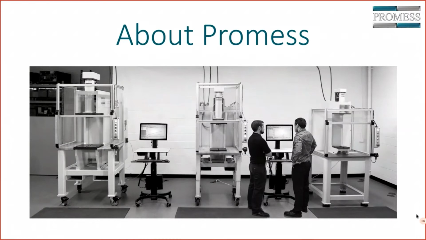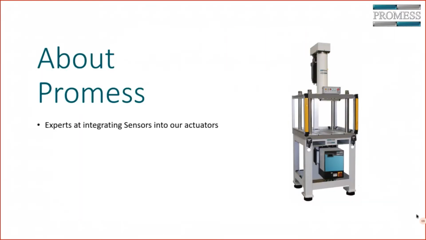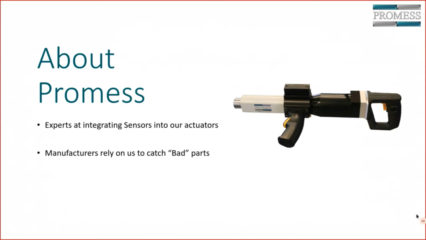So in short, giving machines a sense of touch allows us to inspect and verify parts as we make them. So how can that benefit you? Well, we're the experts at integrating sensors into actuators that build many of the products that you guys use every day, from vehicles and components, kitchen and home appliances, hand and power tools, even things like boats and golf clubs. Manufacturers rely on us to catch bad or out of specification parts before they ever leave the factory, which avoids some quality and warranty issues.